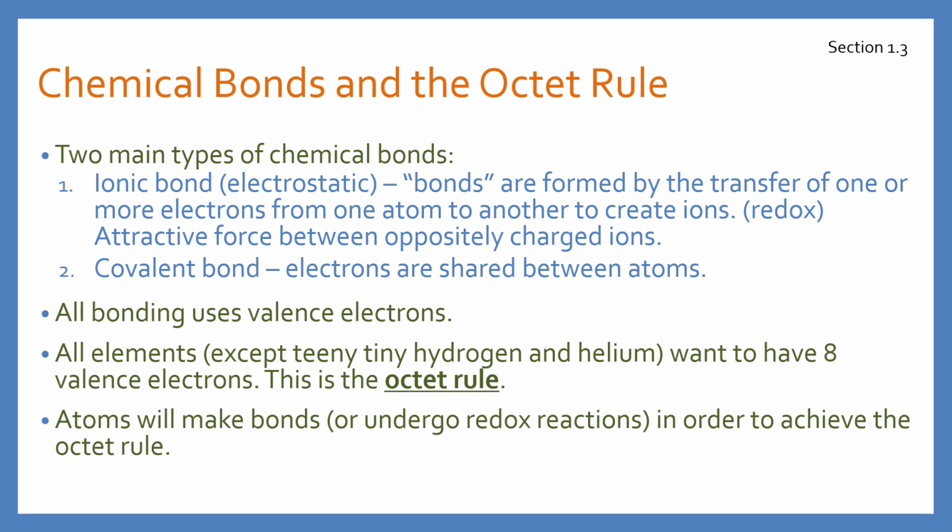You may be wondering what's special about 8 valence electrons. If you think back to our electron configurations, having 8 valence electrons means that your s orbital and all 3 of your p orbitals are full. So your entire outer shell, your valence shell, is completely full. This is a stabilizing force to have all of those electrons present.